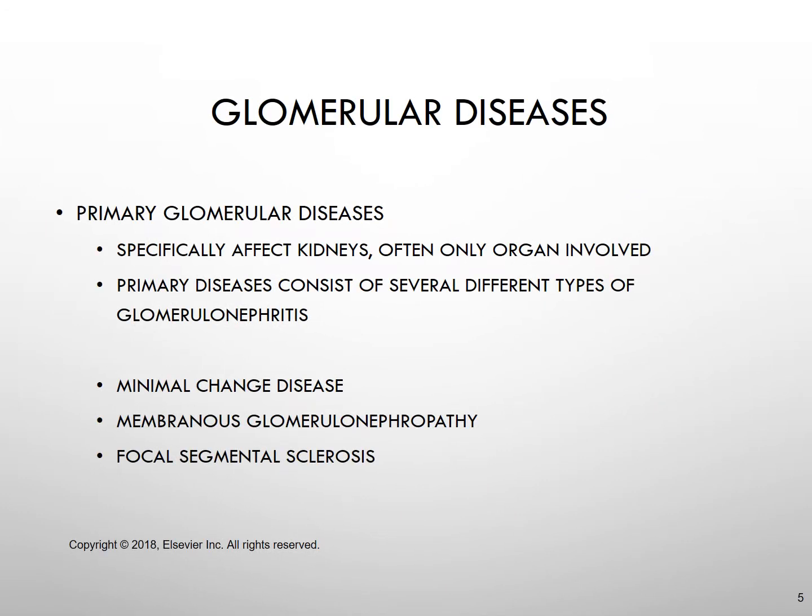Glomerular and nephrotic types of diseases can be primary or secondary in nature. Primary meaning it specifically affects the kidneys, and it's often the only organ involved. They are primary diseases consisting of several different types of inflammation to the glomerulus.